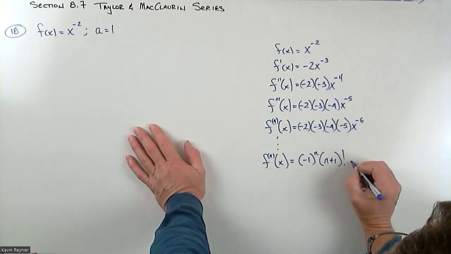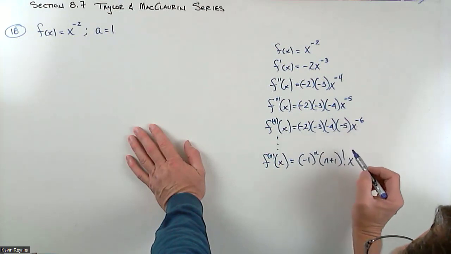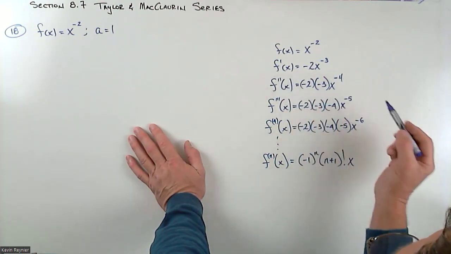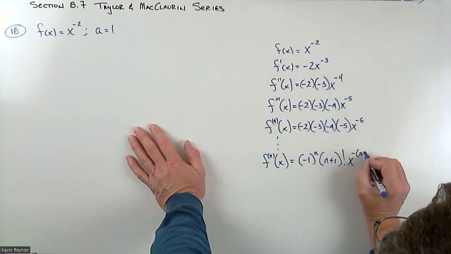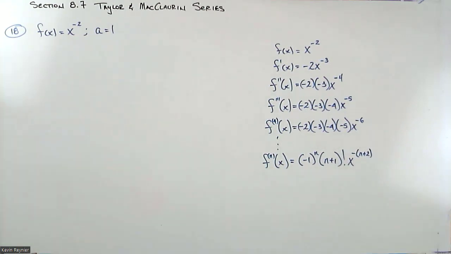Now, our power on x, for the fourth derivative, we get 6. For the third derivative, we get 5. For the second derivative, we get 4. So we're 2 higher, and it's negative, so we get negative n plus 2. So our nth derivative turns out to be -1 to the n times n plus 1 factorial x to the negative n plus 2.